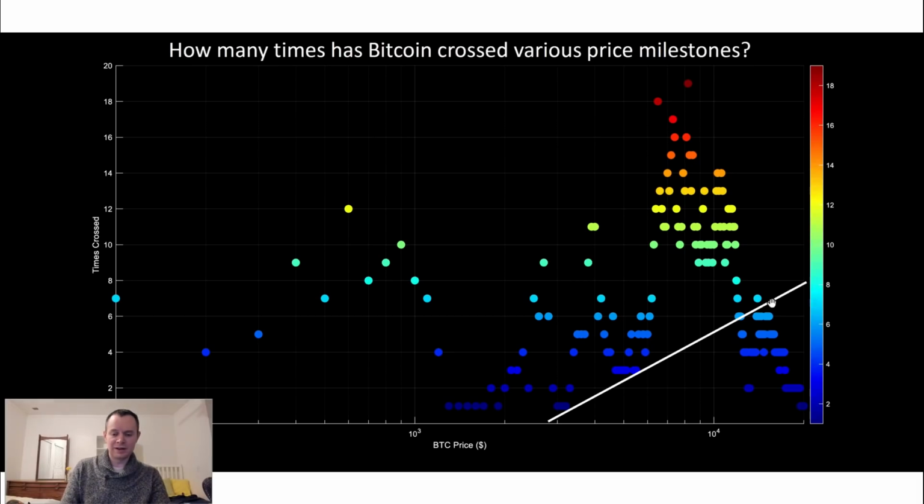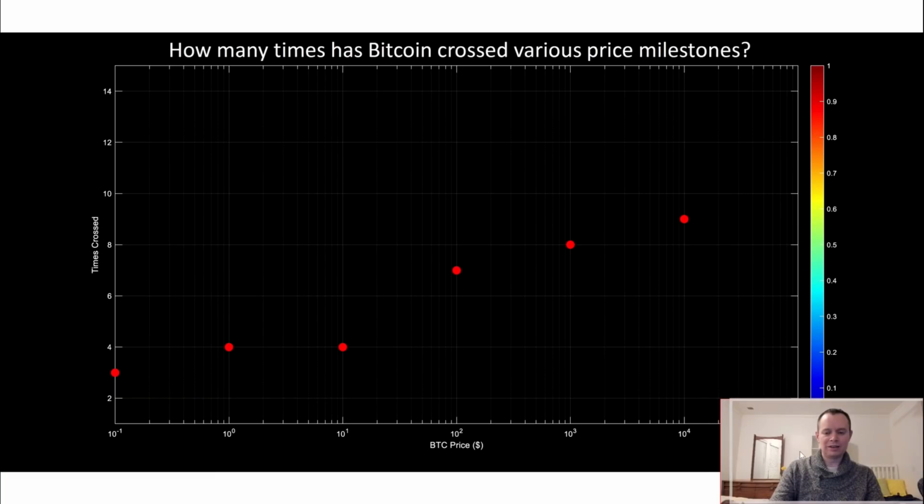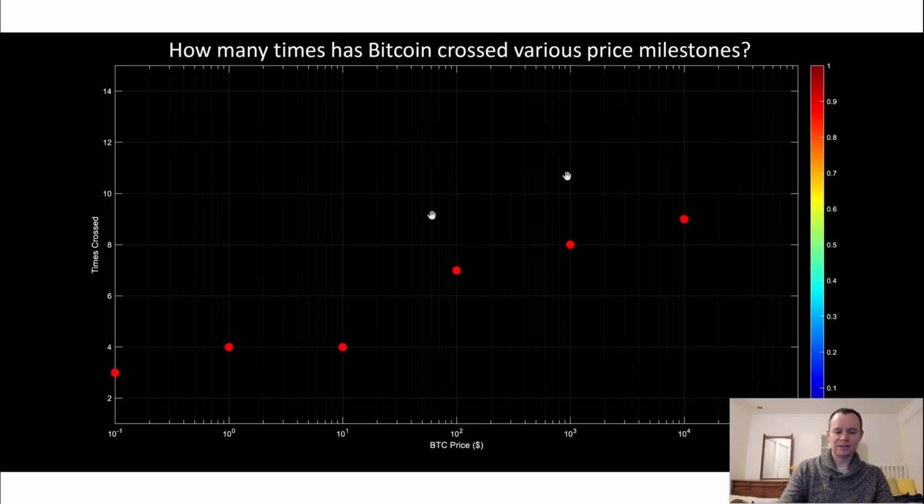This is just me doing some fun analysis on how many times the price of Bitcoin has crossed various levels. So here's an interesting graph. This just shows every order of magnitude: 10 cents, a dollar, $10, $100, $1,000, and $10,000, and it's pretty interesting how it's just going up this general channel upwards.